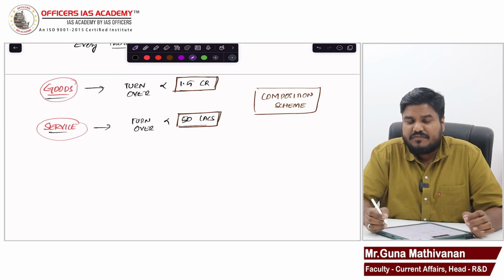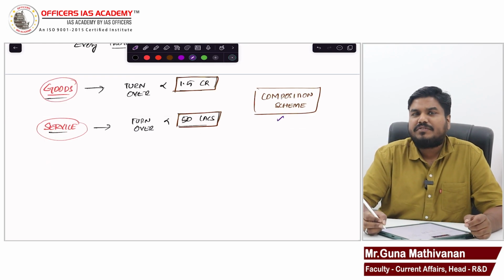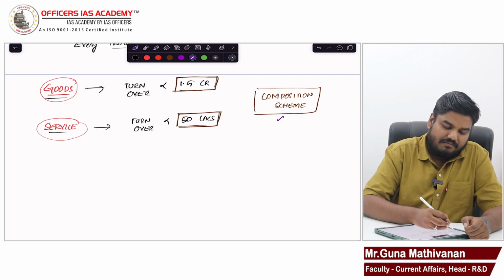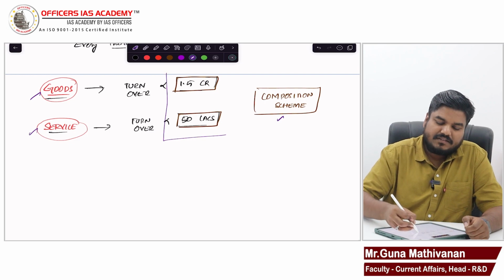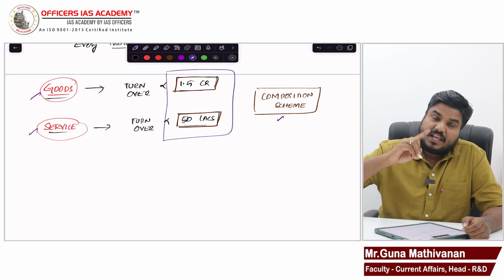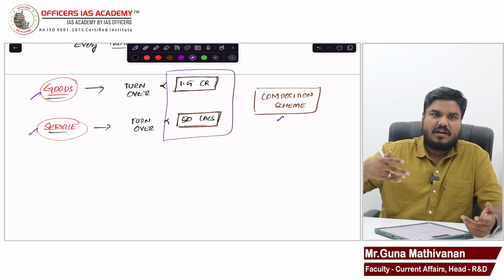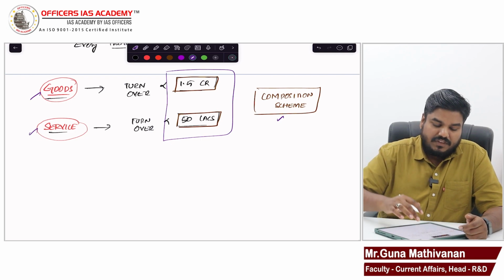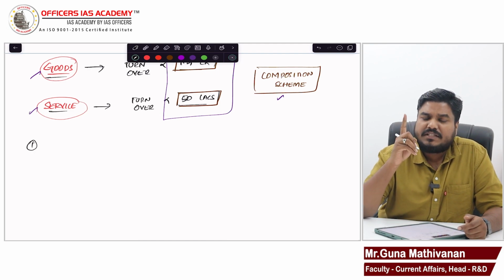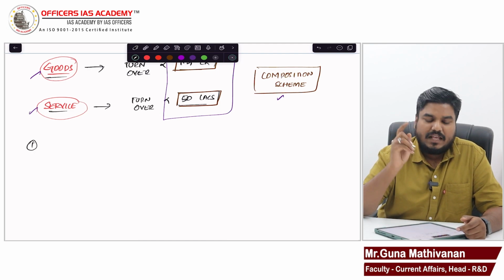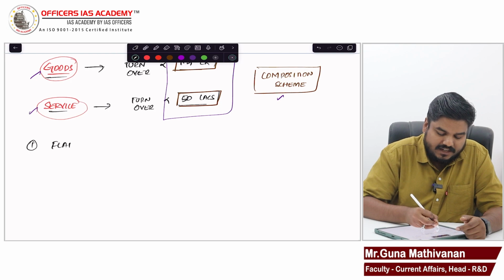So what will happen if someone is opting for this composition scheme? If a person who is dealing with goods or services is meeting this eligibility condition, if they want, they can choose this composition scheme. If they choose, what will happen? Number one, the multiplicity of tax rates problem will be solved. There will be a flat tax rate.